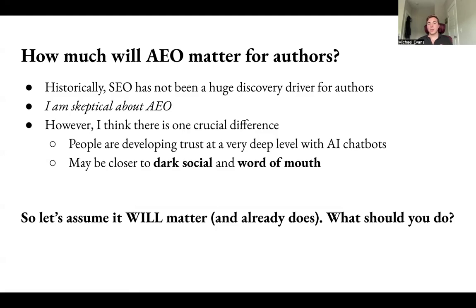So I think it's a lot similar to that. Like we're going to something we trust, a community, a friend of people, or now AI chatbots, and asking them, hey, what book should we read? What do you think? So, with all this said, let's assume that AEO will matter and already does.